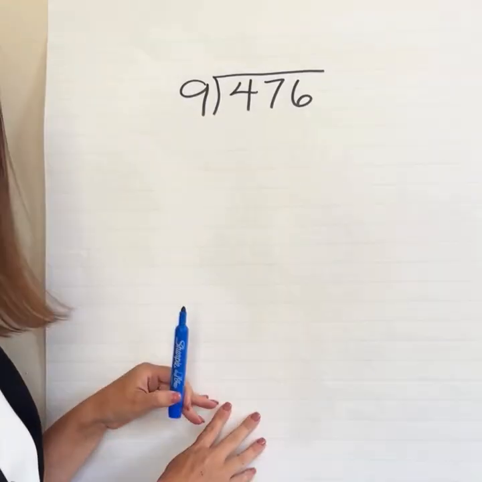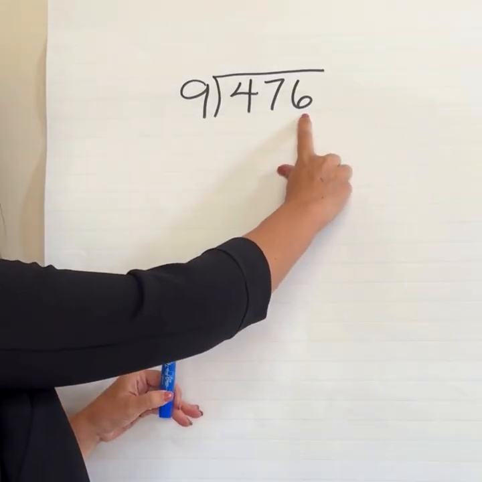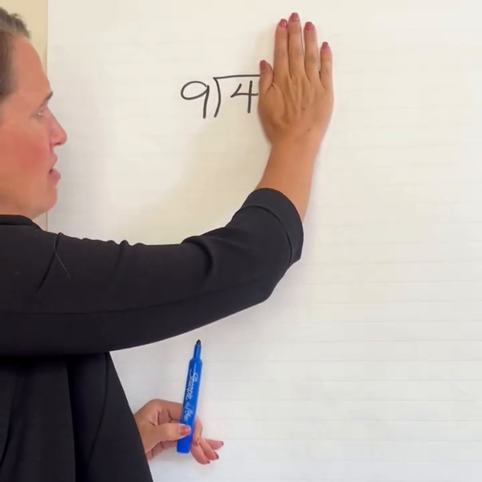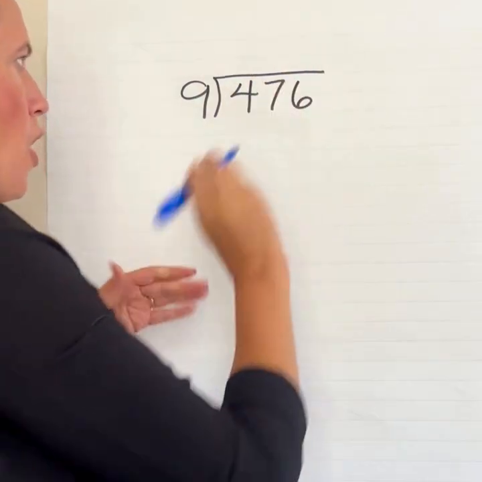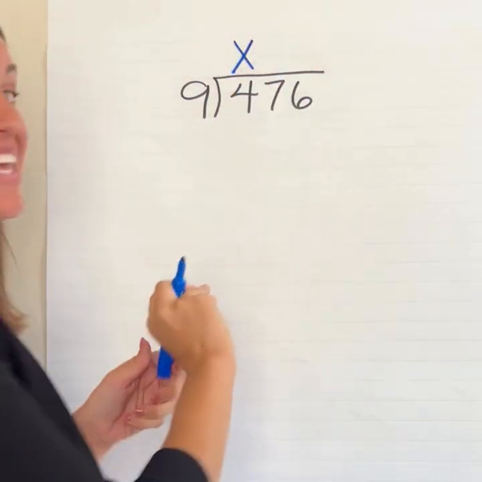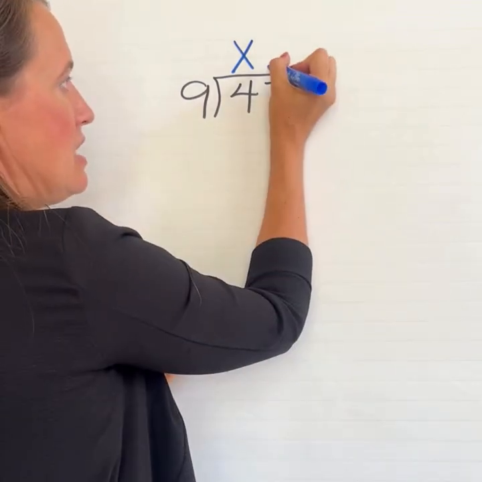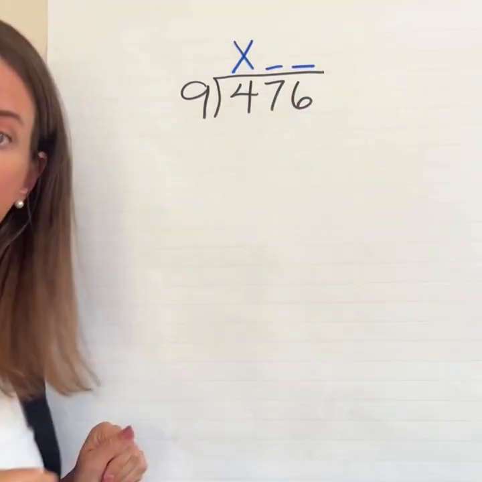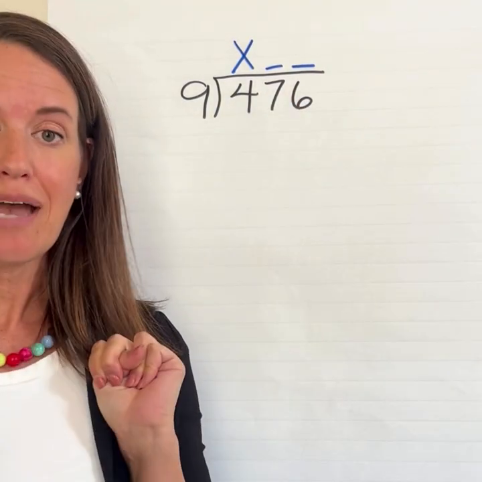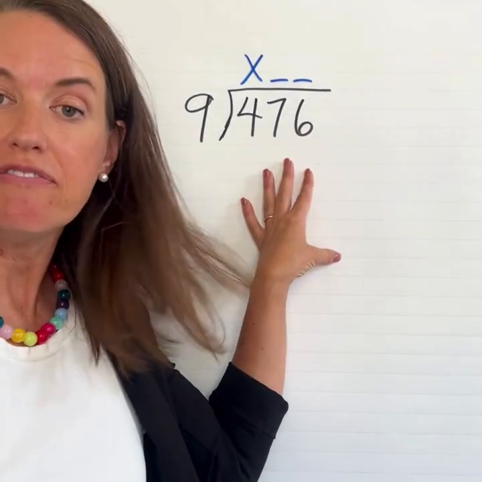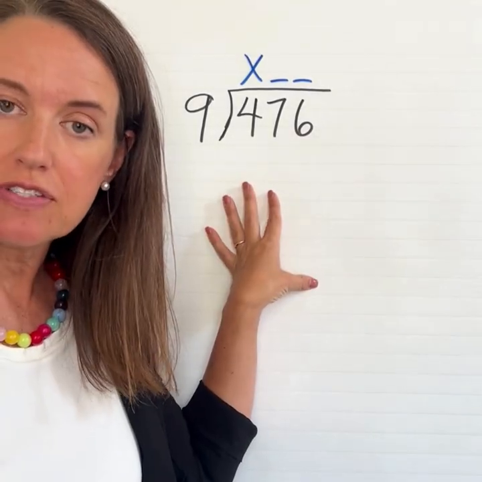So what I do is I look at this problem, 476 divided by 9. Can I make a group of 9 out of 4? No. But I can make a group of 9 out of 47. So what this means is that my quotient will have 2 digits, and I'm gonna sing the division song 2 times. So once I have my division seeds, I'm ready for my division song.